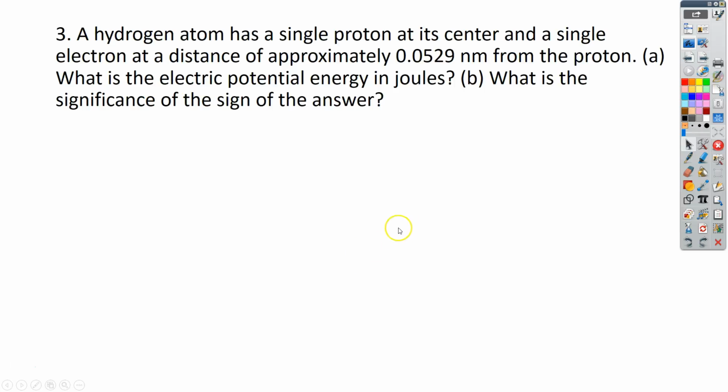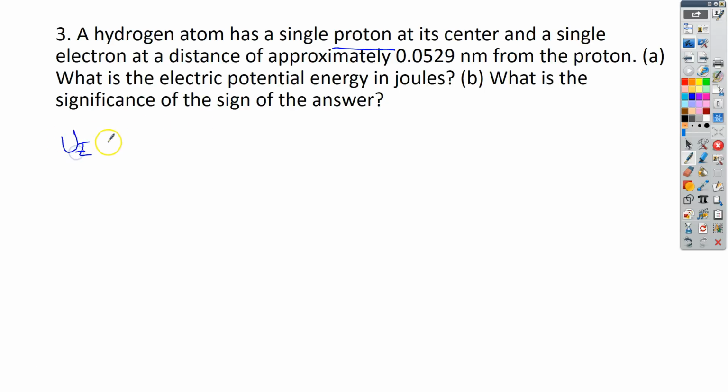Next one is number 3. It says a hydrogen atom has a single proton at its center and a single electron at a distance of approximately 0.0529 nanometers from the proton. They want us to find the electric potential energy in joules, and then they want to know what is the significance of the sign of the answer.